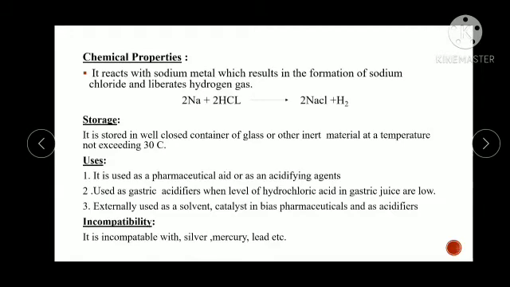It results in the formation of sodium chloride with liberation of hydrogen gas. Next point is the storage. It is stored in a well closed container of glass or other inert material at a temperature not exceeding 30 degrees Celsius. Then next point is the uses. It is used as a pharmaceutical aid or an acidifying agent. It is used as a gastric acidifier when the level of hydrochloric acid in the gastric juice is low. The next use is externally, as a solvent and catalyst in pharmaceuticals, and as an acidifier. The next point is the incompatibility. It is incompatible with silver, mercury, lead and so on.